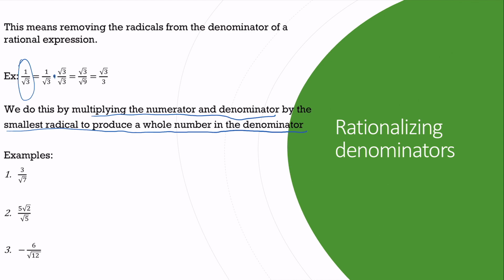Because the square root of 3 over the square root of 3, well, that's just equal to 1, right? Remember, any number times 1 is just itself. So when I do that, I take 1 times the square root of 3, which gives me the square root of 3. And then I've got the square root of 3 times the square root of 3, which is the square root of 9. So I would get the square root of 3 over 3.